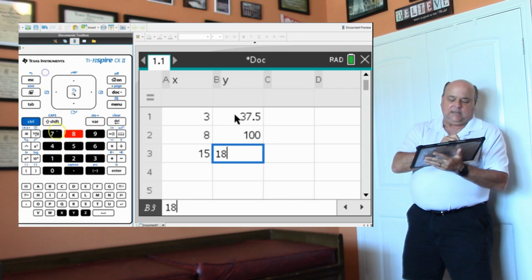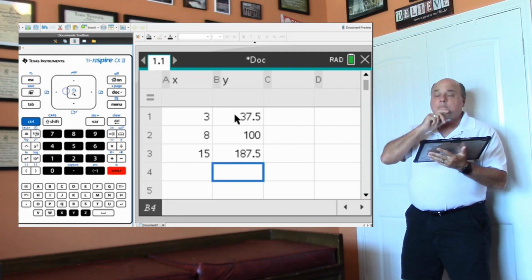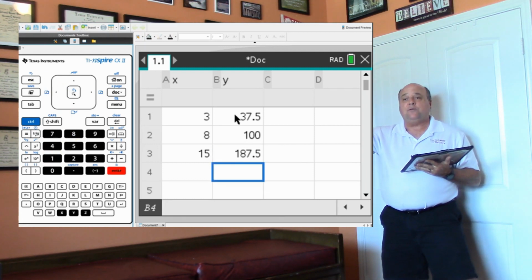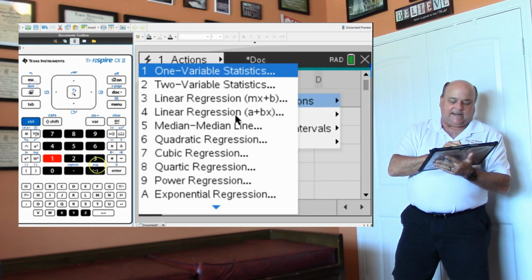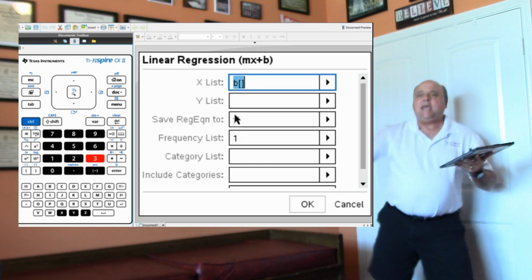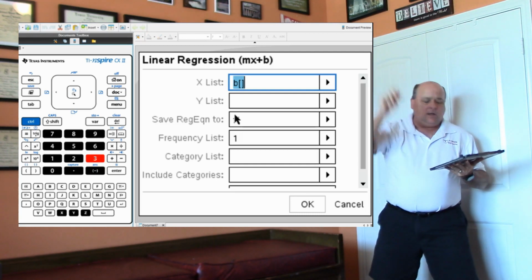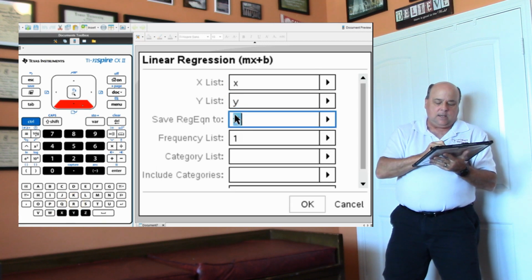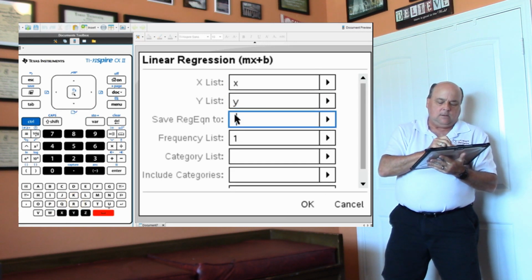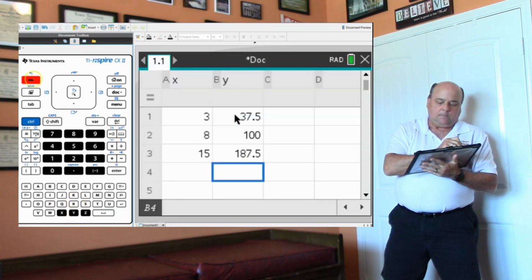187.5, enter. Now then, menu 413, and then repeat the process. Menu, stats, stat calculation, linear regression, x down, y down, enter. I messed up. Back.